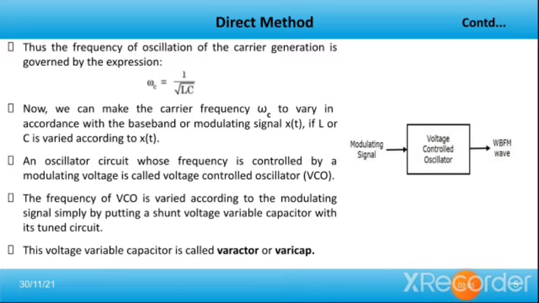An oscillator circuit whose frequency is controlled by a modulating voltage is called a voltage controlled oscillator, also called VCO. The frequency of the VCO is varied according to the modulating signal simply by putting a shunt voltage variable capacitor with its tuned circuit. This voltage variable capacitor is called a varactor or varicap.